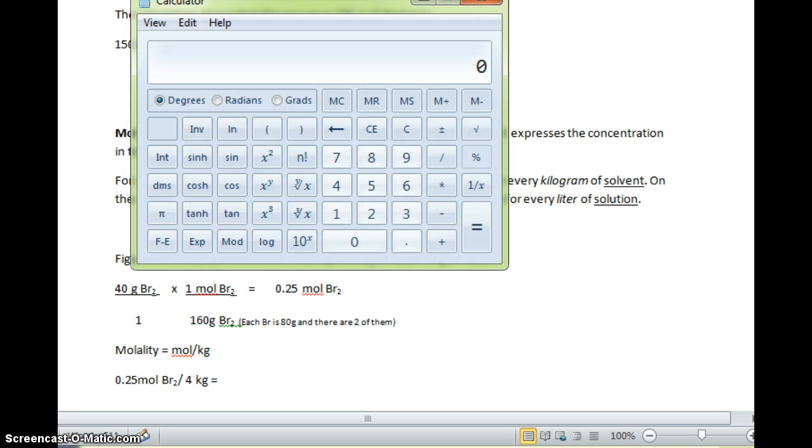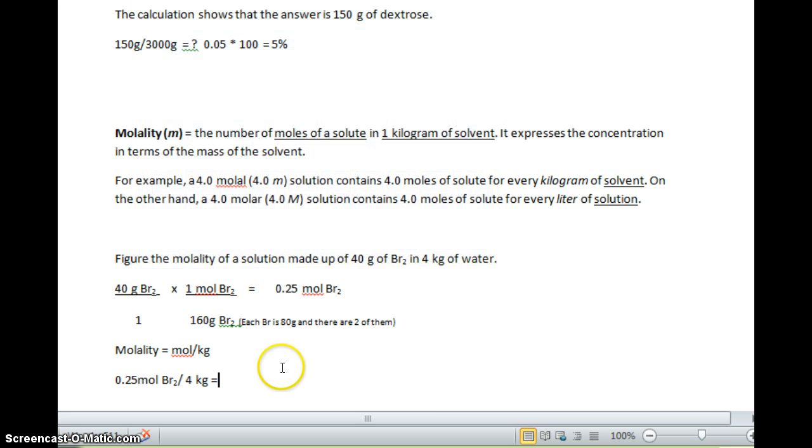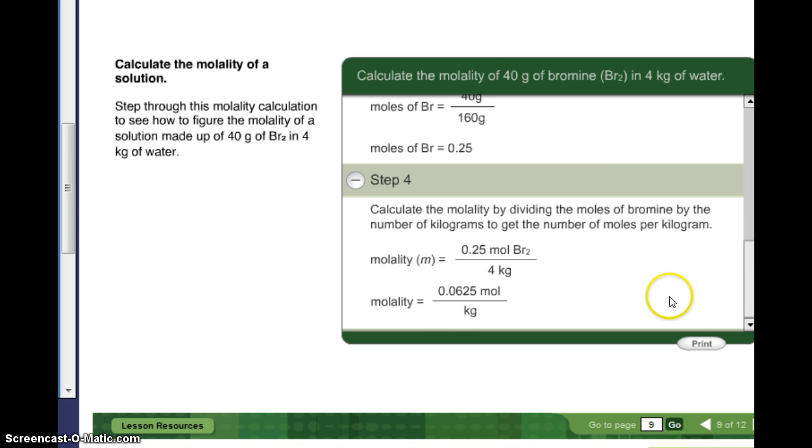And you're going to put that in your calculator and get 0.0625. You can say moles per kilogram, or you can say lowercase italicized m. Either one would be acceptable because that is our molality.